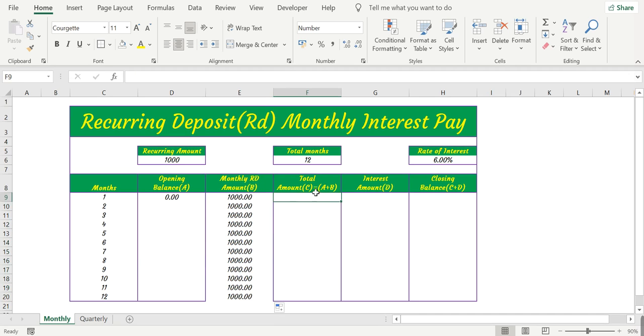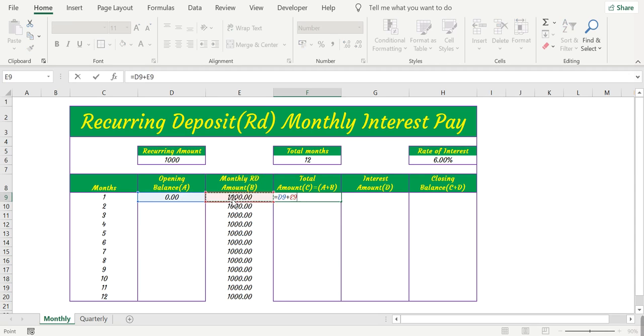And next, the total amount. Total amount will be A plus B, that is the opening balance and the monthly recurring deposit. It's equal to the opening balance plus monthly amount. And let me extend the formula.